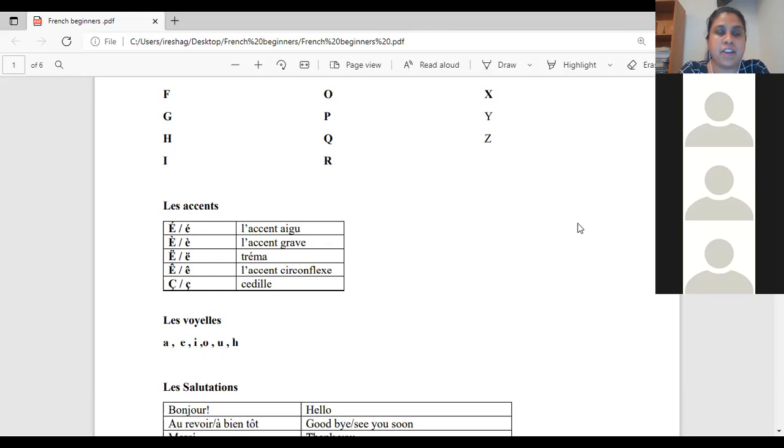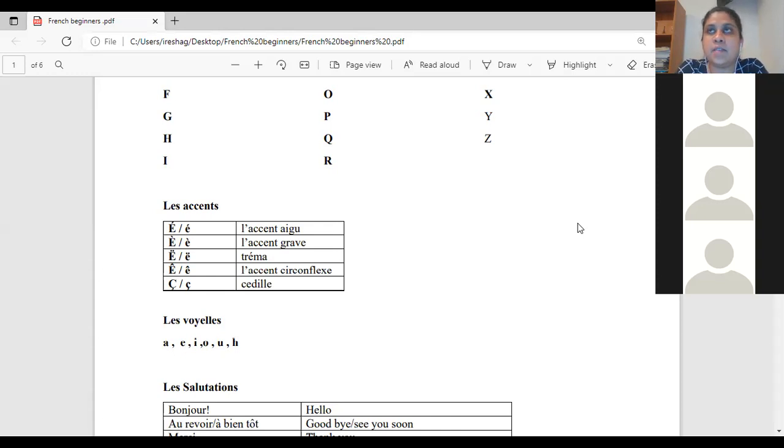And then you have grave. So the side of the accent, that is what we call grave. And trema, the dots, we call it trema. And the other one is l'accent circumflex, we call it circumflex. And the other one is actually a letter, which you use instead of C. It comes from time to time, not always. You have l'accent aigu, l'accent grave, trema, l'accent circumflex, and cedilla.